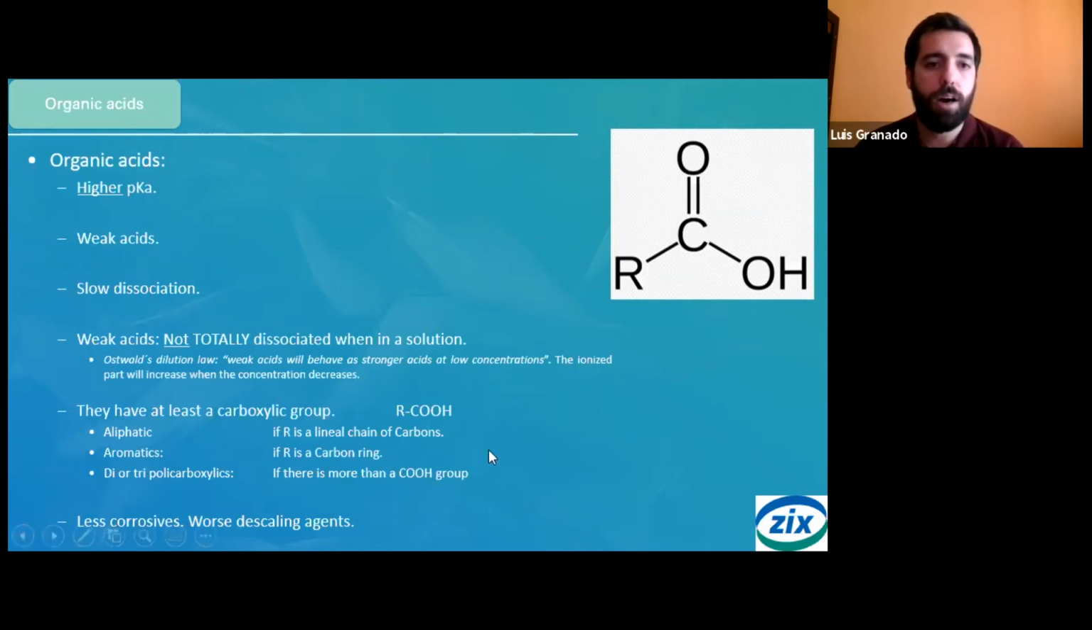They have at least a carboxylic group, which is that one there, and this hydrogen proton, that one there or that one there, is the one that will get dissociated. All right. They are less corrosive and worse descaling agents, just for the same reason as we said before, because it is more difficult for them to reduce the pH. So it will be harder for them to generate that environment, which is corrosive and helps removing the calcium and magnesium. All right.